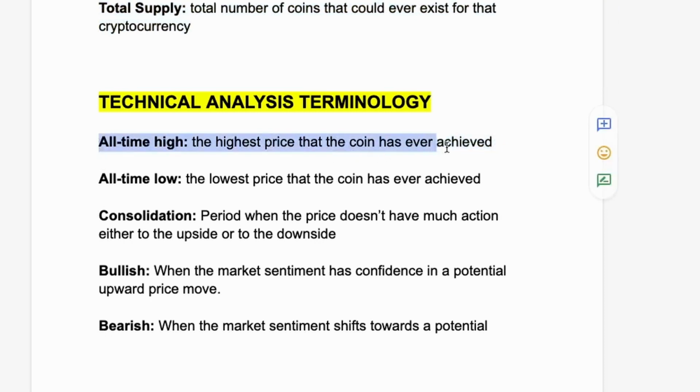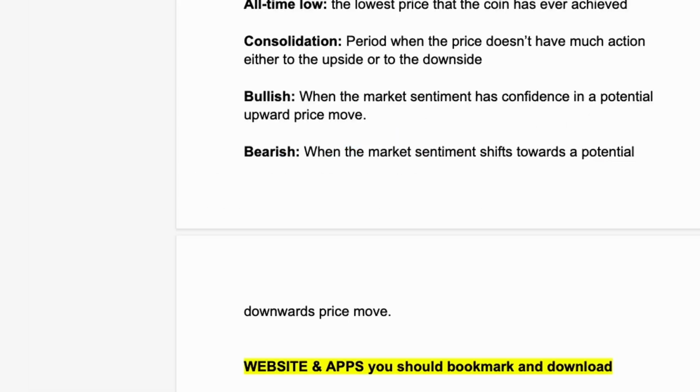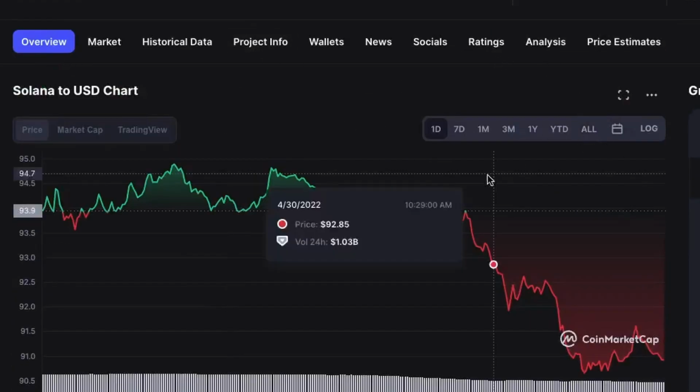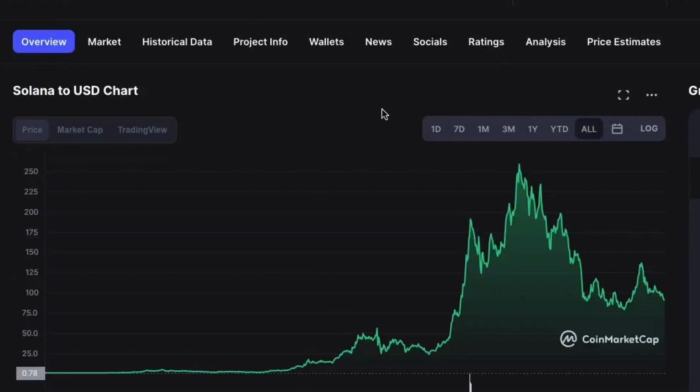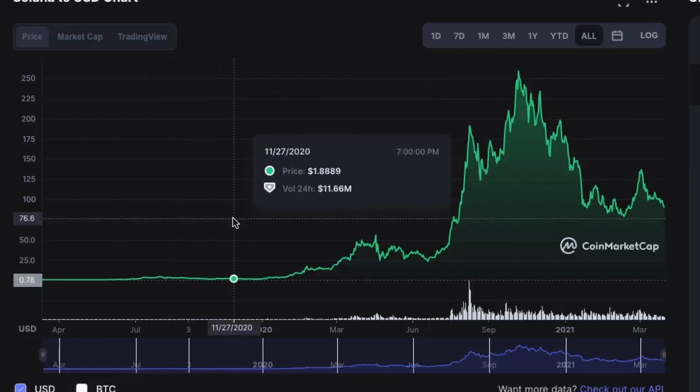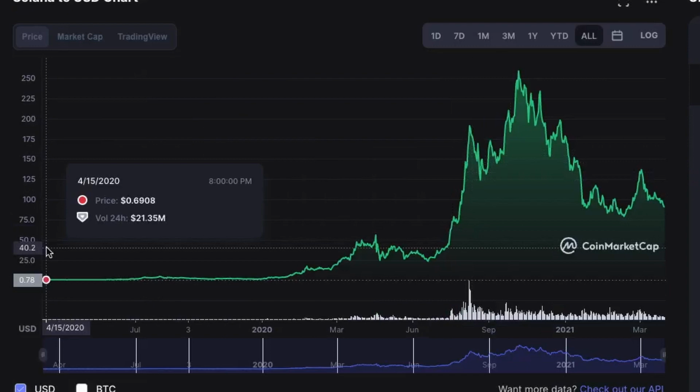The first one is all-time high. All-time high is basically the highest price that the coin has ever achieved. Let's take a look at Solana. If we go to the price history of Solana and click on all, it will pull the entire price history. Solana was launched around April of 2020, and at that time it was 88 cents.